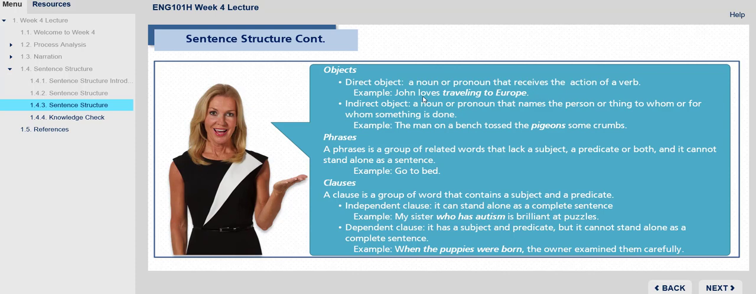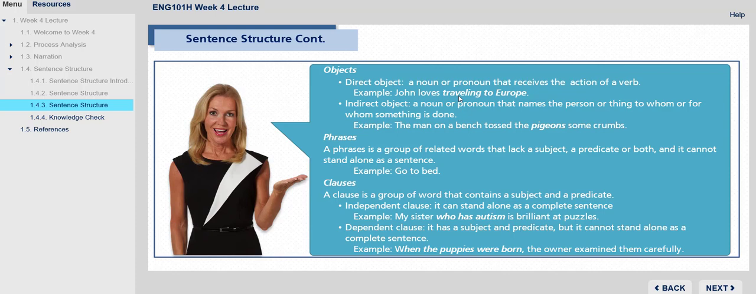So John loves, and then John loves traveling to Europe. Remember, that whole thing is known as a predicate. And then here, if we want to break up the predicate, a predicate has a subject and an object. And so here, loves is the subject. Traveling to Europe, this whole thing is a gerund object.